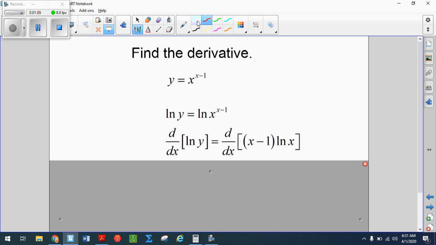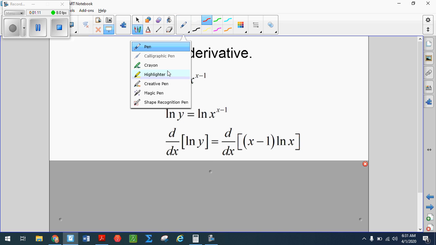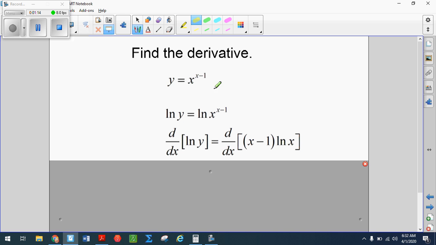But just to show that, from just this part, natural log x to the x minus 1, I rewrote right there x minus 1 times natural log x, because that's just that property of logarithms.